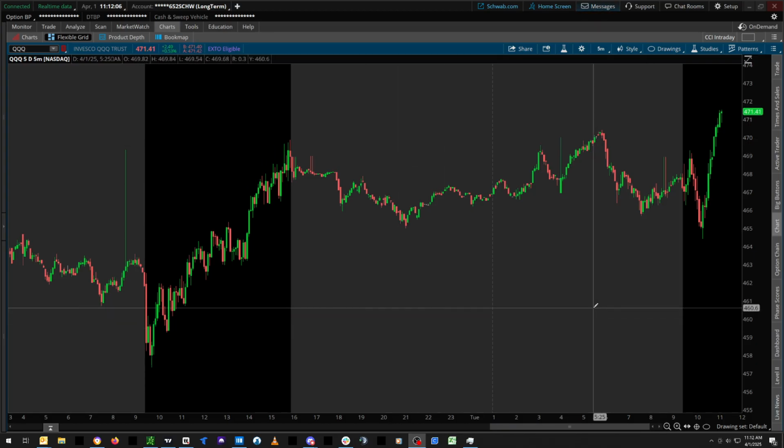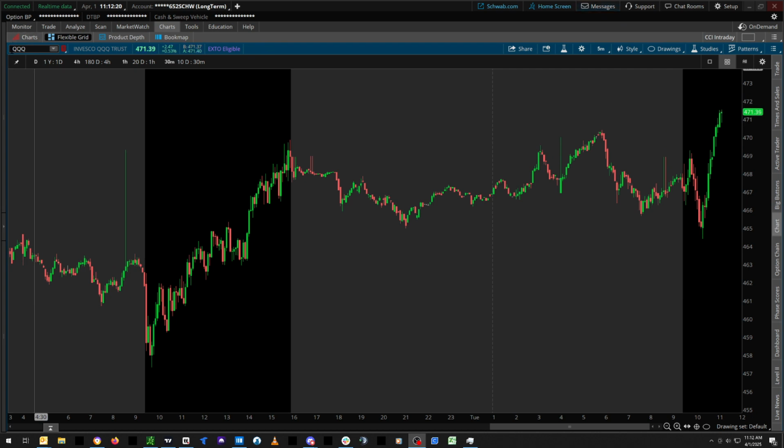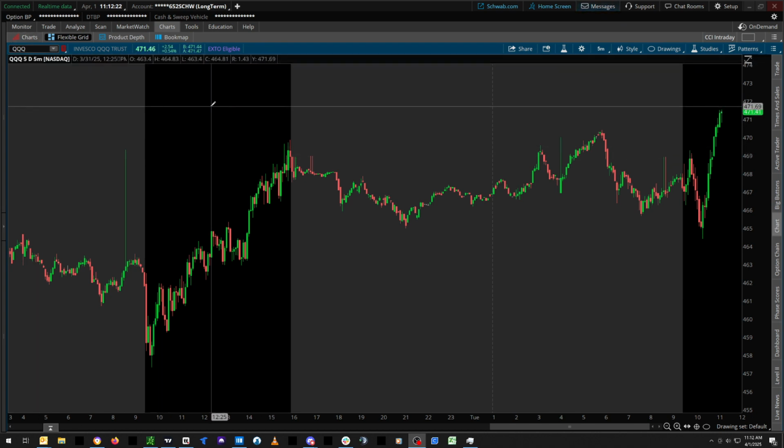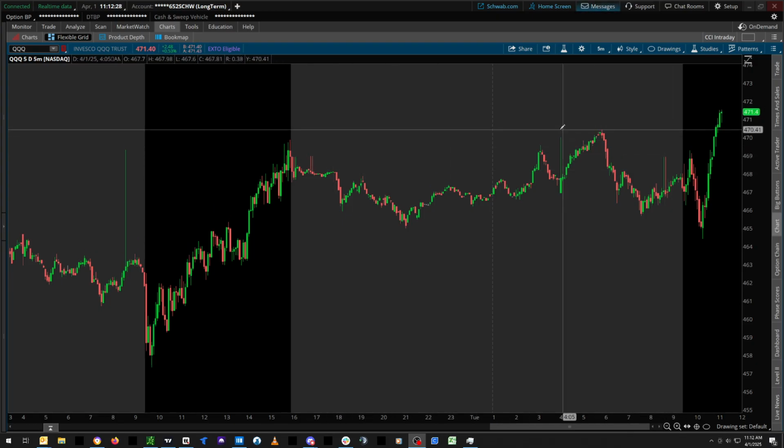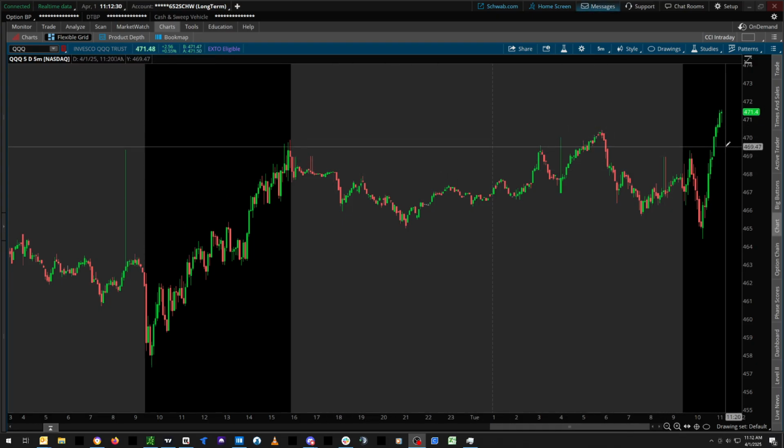Here's the cues. We're going to talk about marking up a chart, and there's all kinds of things to understand about marking up a chart. Now, we were just talking about trend lines and stuff like that, so I want to point out this is the cues right here. Here's yesterday's action in black. Here's the overnight session in gray, and then today's session.